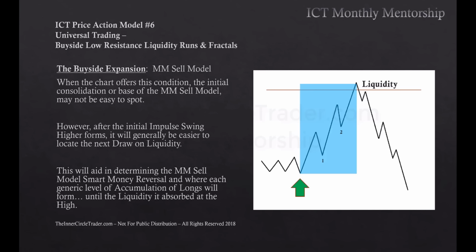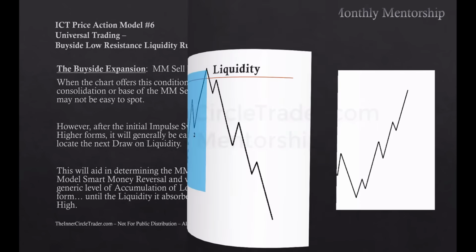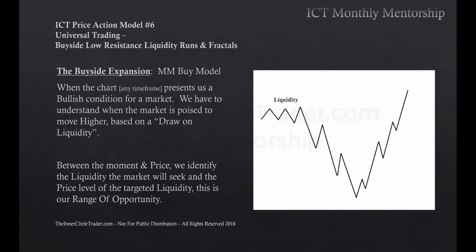Now, by doing this, this will aid in determining the market maker sell model smart money reversal, or the high here, and where each generic level of accumulation of longs will form. In other words, buying opportunities for us until the liquidity is absorbed at the high. The buy-side expansion on the market maker buy model.